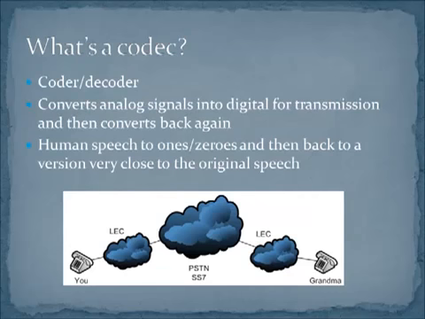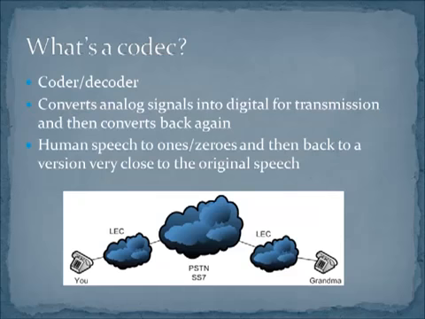A codec, or coder-decoder, has a very particular job. It has the purpose of converting analog signals into digital data for transmission, and then at the receiving end, it converts it back again. And the best example that we have is human speech, right? So we do this all the time, and the codec converts the analog voice signal into those ones and zeros. Now, at the other end of the transmission, you have to take the ones and zeros and turn them back into something that looks a lot like the original analog signal.